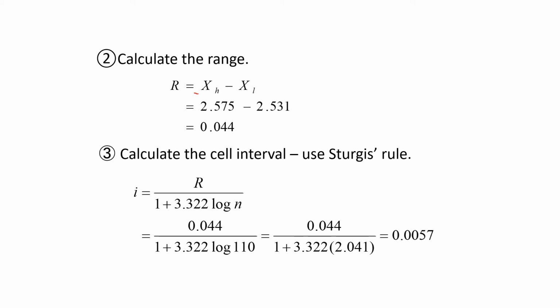So you need to calculate the range. The range is the highest value minus the lowest value, which is 2.575 minus 2.531. You get 0.044. And then you need to calculate the interval using I equals R divided by 1 plus 3.32 times log N. So 0.044, the range here, divided by this formula. And log N, where the total number of data is 110.